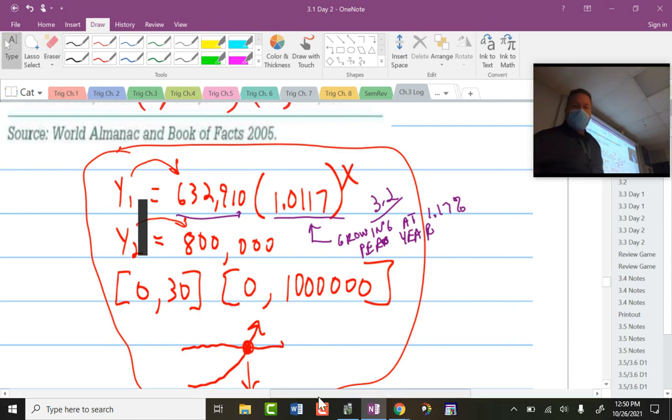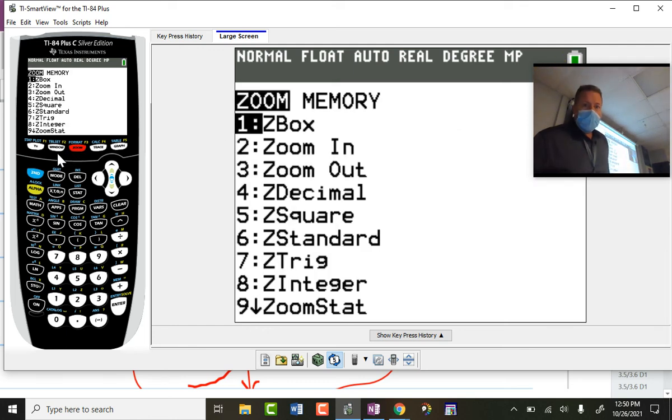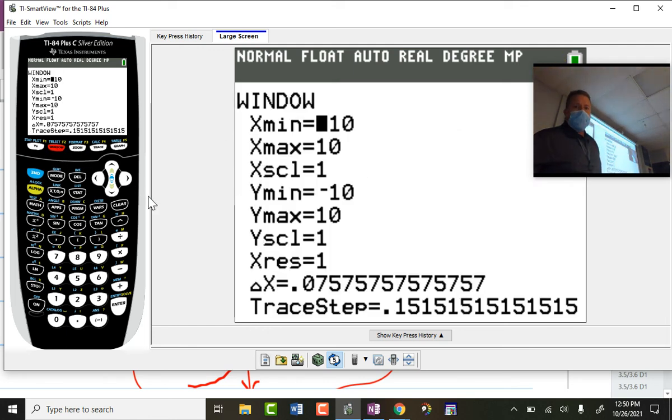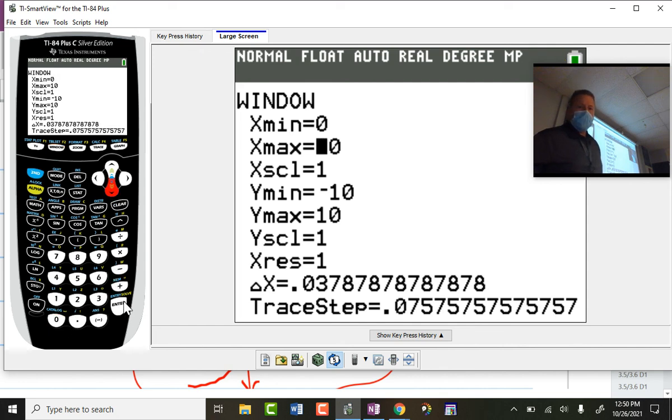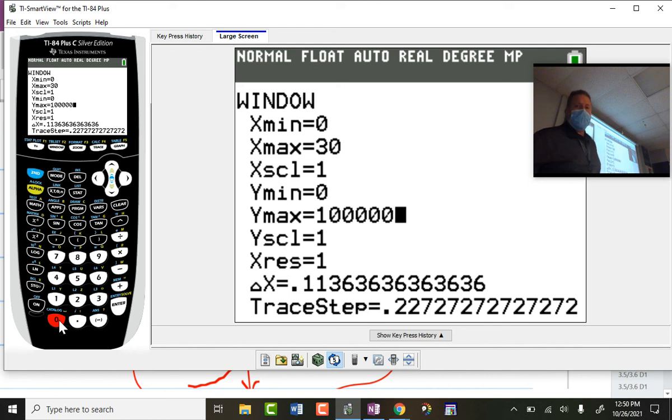When you type these in Y1, Y2, you go to your window, and these are the things that you change. 0 to 30, and then for the Y window, 0 to well above 800,000. You don't want 800,000 right at the edge. You want to go above it. And then when you press graph, those two things in Y1, Y2, you see where they intersect.